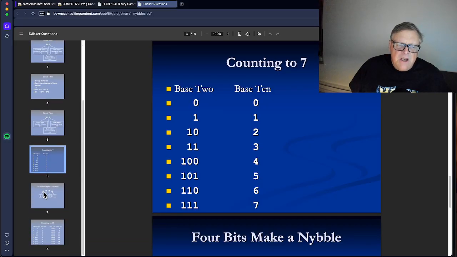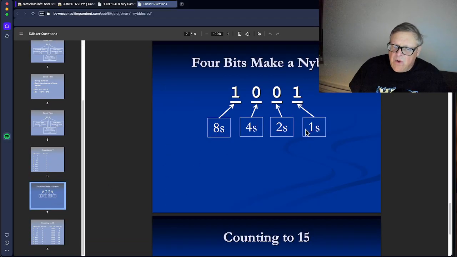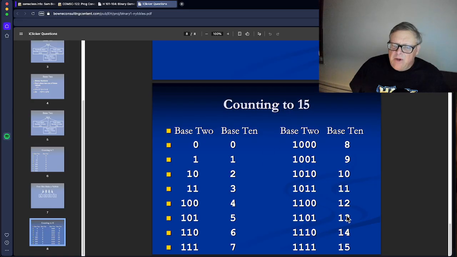And a nibble is 4 bits. All you have is 1s, 2s, 4s, and 8s. So this is the number 9. It's 8 plus 1 and nothing else. So here's all the possible nibbles. There are only 16 of them. The highest possible nibble is 15. The lowest one is 0. And one that's easy to remember is that 1010 is 10, because it's 2 plus 8 for 10.